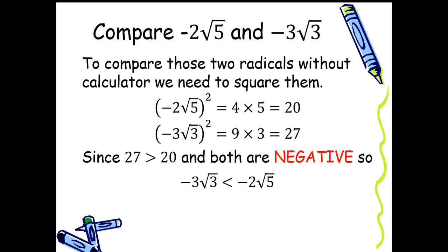Now some of you will tell me, "Miss, if one is positive and one is negative, how are we going to compare?" It means that, sure, the positive is bigger. The positive is bigger than all negative numbers. That's it. This is the last part. It's very easy. It's very simple.